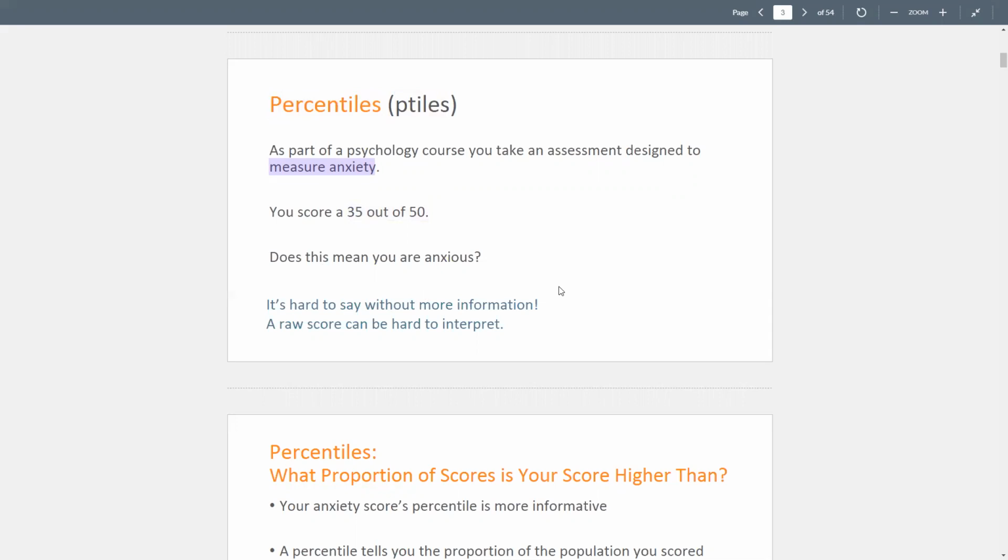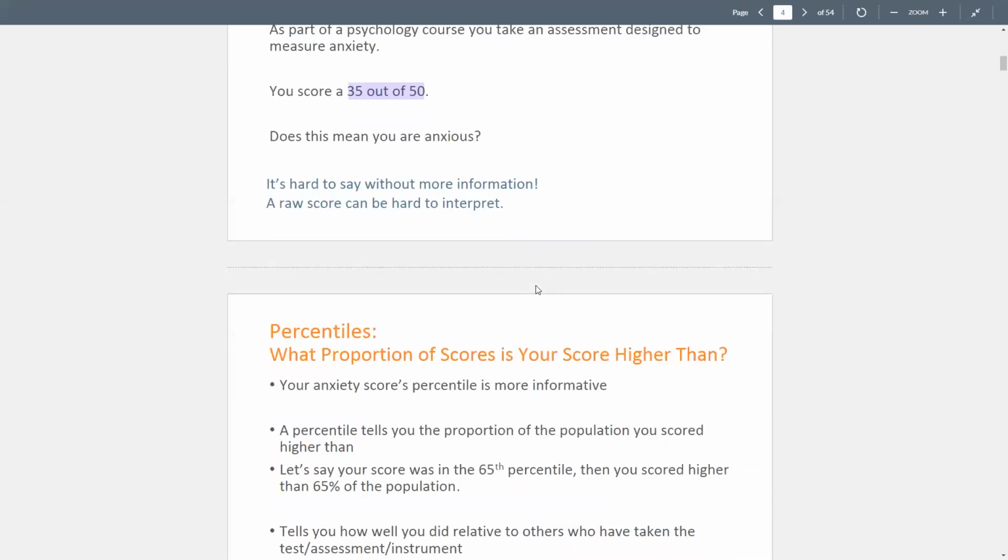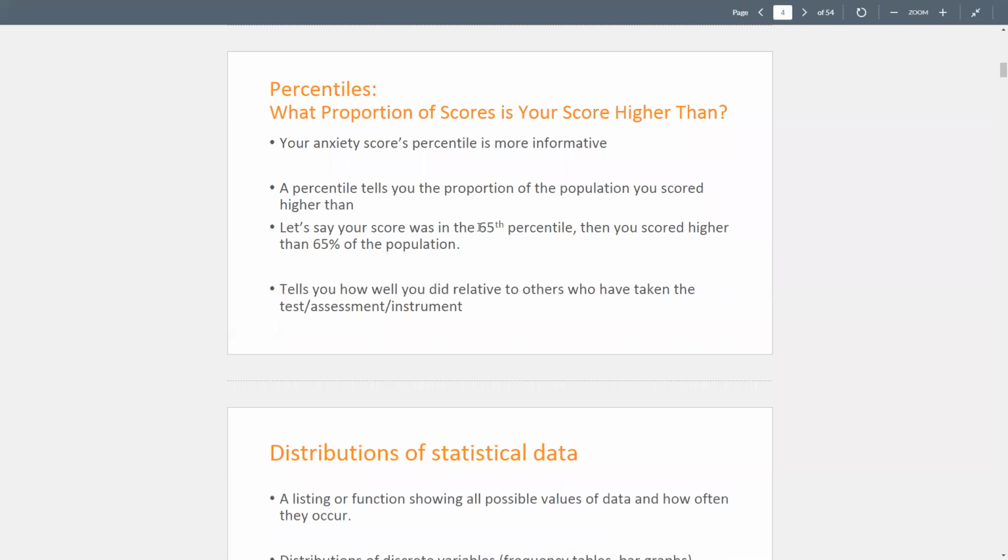So you might turn that raw score into a percentile, and you can say how that score is relative to other scores in the distribution. So if you were in the 65th percentile, then that means that you scored at or higher than 65% of the other people in the sample, or if it's a normative group, 65% of the population. It tells how you did relative to others who have taken this same test or assessment, whatever it is.